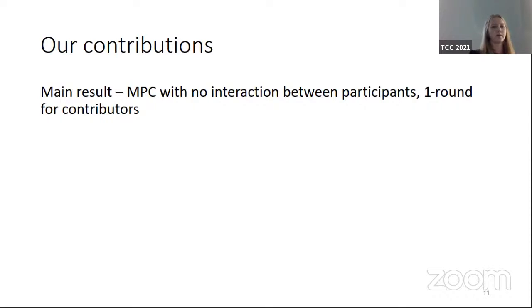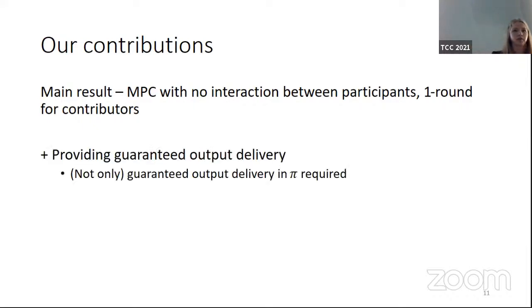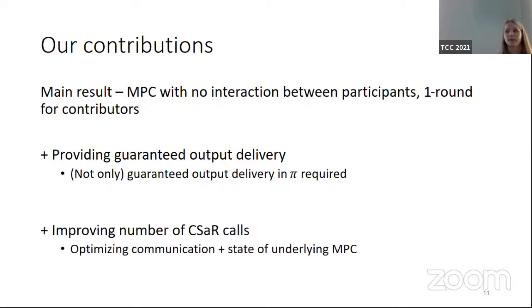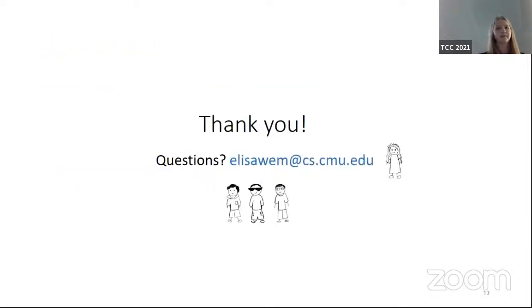To summarize, in our main result, we showed that it is possible to provide MPC which does not require interaction between the participants and requires only one round of participation from the MPC contributors. This is in the blockchain model. We additionally have a protocol which provides guaranteed output delivery. And in our final results, we were able to improve the number of CSAR calls that we make in our construction. This is all I have. Thank you so much for your attention.